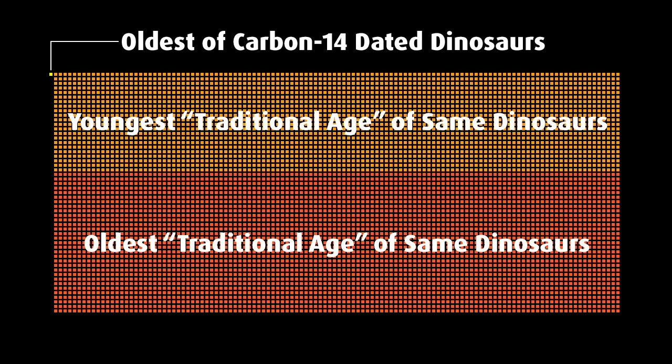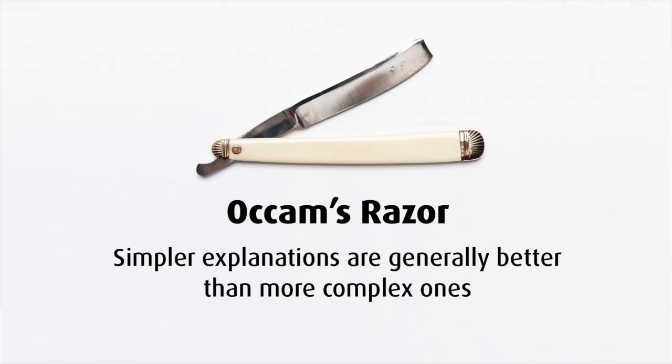There's no reconciling these two by just saying, oh, it's just a few years difference, no big deal. Nothing to look at here, folks. There is a problem. And we come back to Occam's razor. Simpler explanations are generally better than more complex ones. The simple answer would be that they're not that old.